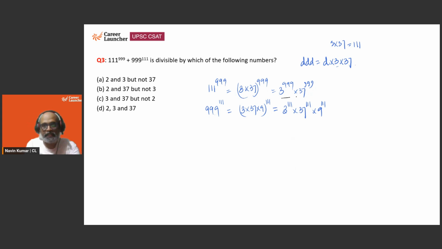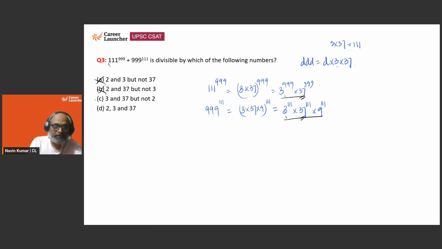If we look at these two, the common things that we can take out are a 3 for sure and 37 also for sure. So 3 and 37 can both be taken out, so it's either C or D. Between C and D, the only difference is that option C says 2 is not possible, while D says 2 is also possible.